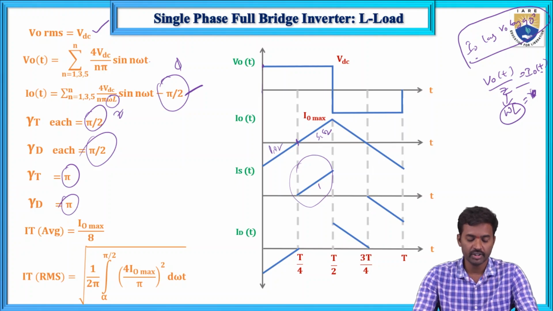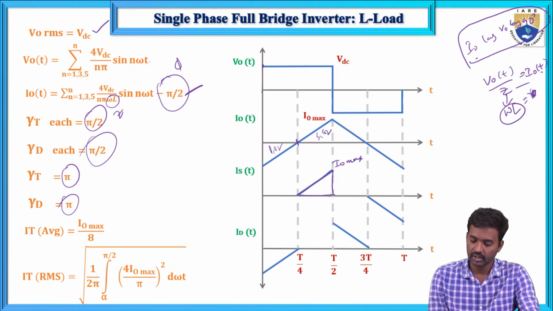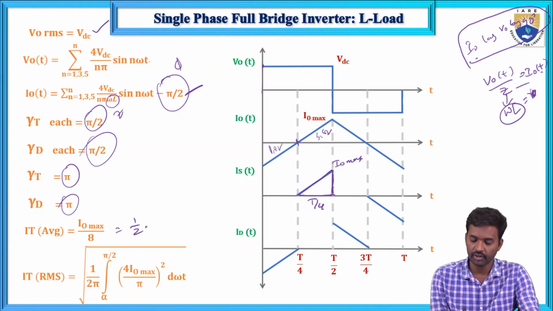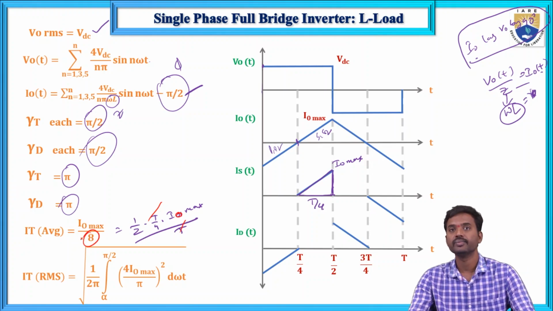And next, how we will calculate the IT average value. So this is the IT average value. Here is I0 maximum value. Next, the duration is T by 2 minus T by 4, which is T by 4. And next, here is the maximum. How we will calculate this one? Half into B into H. Half into B value is T by 4. And next I01 maximum divided by the total time period T. Here T gets cancelled and your final answer is I0 maximum divided by 8.